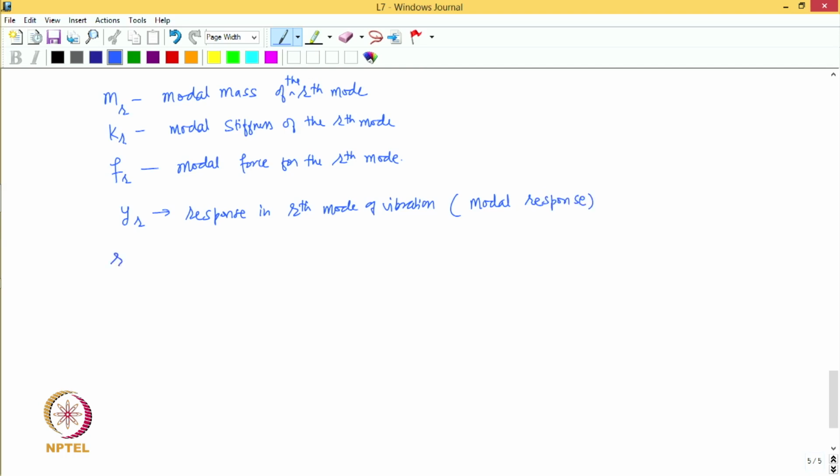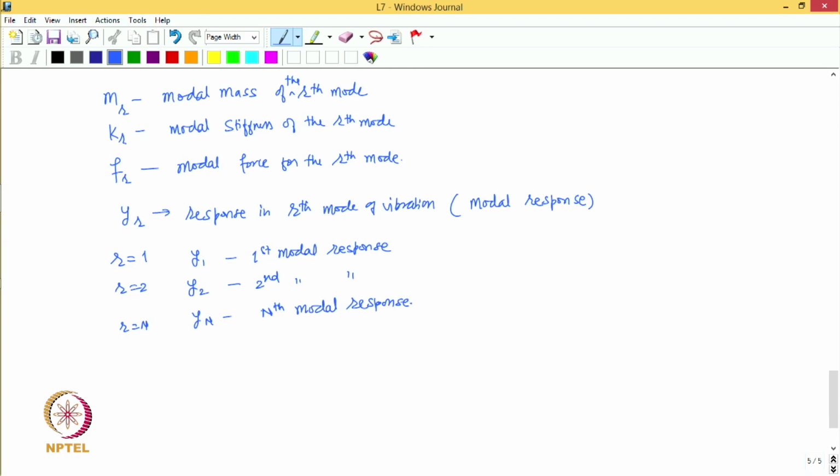So, if I have r equal to 1, then I get y1, and this will be the first modal response, or response in the first mode. Similarly, r equal to 2 would give me y2, which would be the second modal response, and similarly if r is equal to n, I get yn, which is the nth modal response, or response in nth mode.